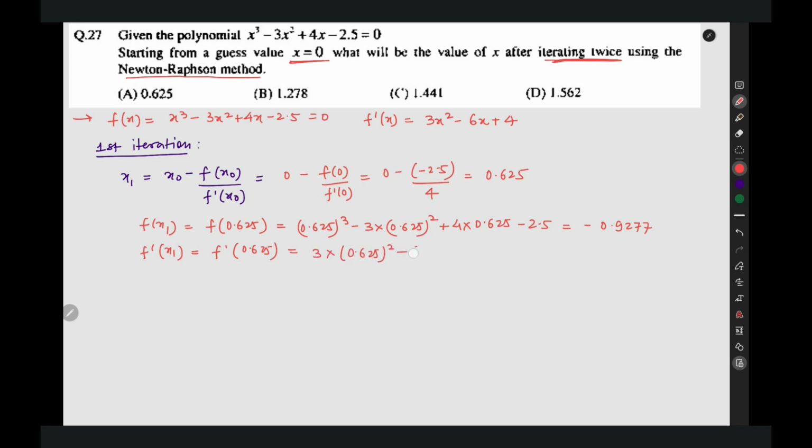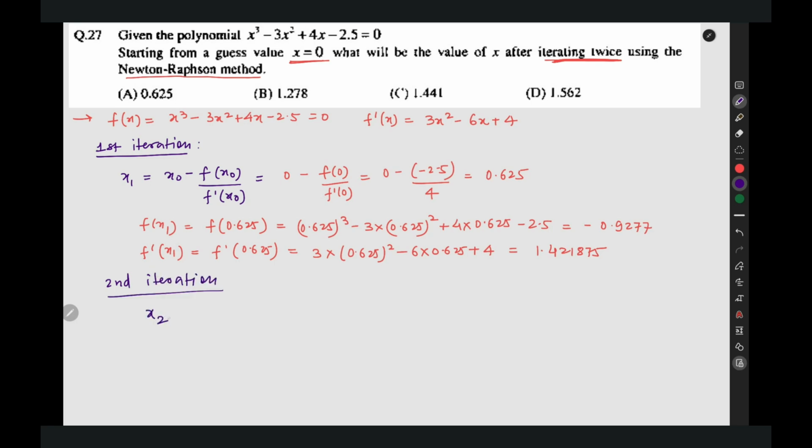Now calculating f dash x1, it will be f dash of 0.625 equal to 3 into 0.625 square minus 6 into 0.625 plus 4. So it will be 1.421875. Now we will calculate for the second iteration.